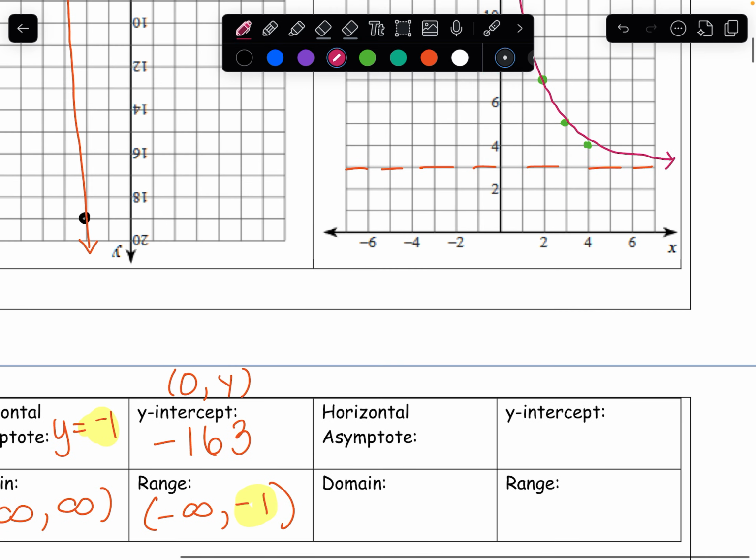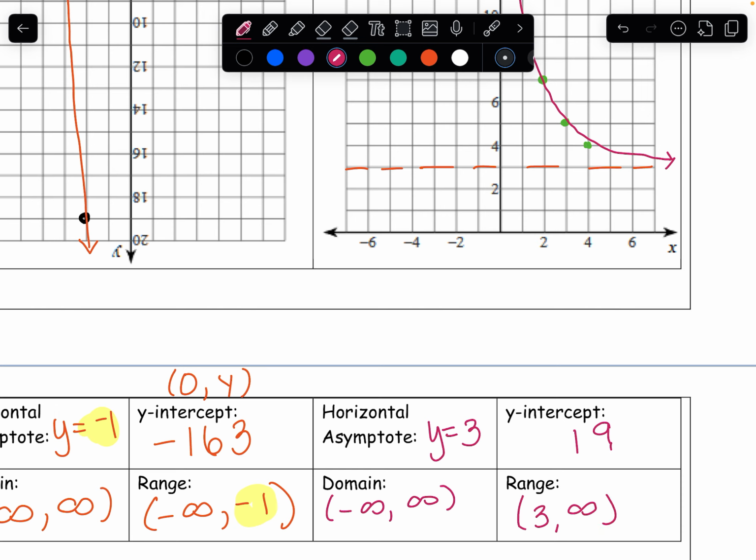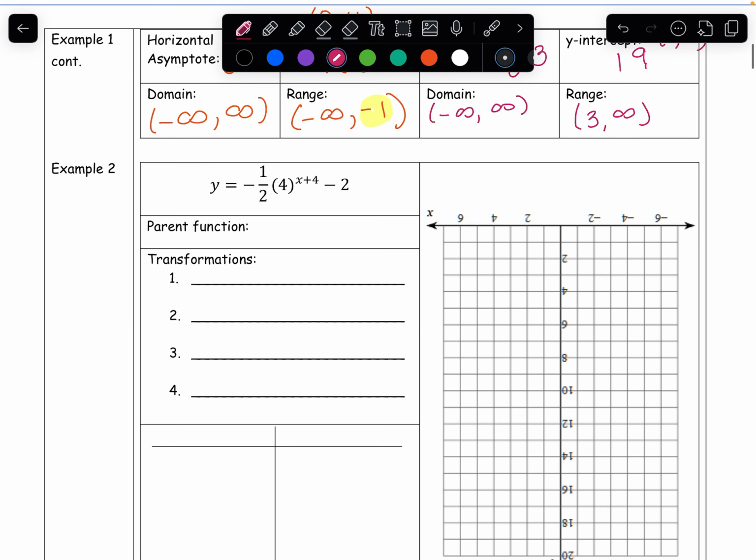And so, finishing everything on the other side, we are going to have y equals 3, y-intercept is 19, our domain is negative infinity to infinity, and our range, because there was no reflection, is 3 to infinity. Now, you can write your y-intercept as 0, 19. Both ones work. Okay. I would appreciate if you stopped the video right now and tried example 2.